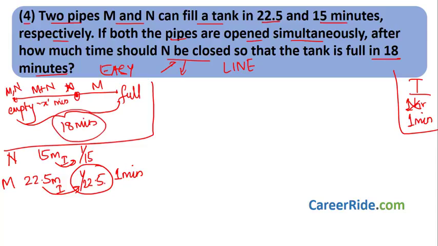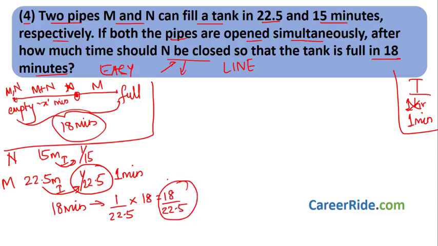So if in 1 minute work done by M is 1 upon 22.5, then in 18 minutes work done would be how much? Simply work done in 1 minute multiplied by total number of minutes, that is 18. So we'll get 18 upon 22.5. This is the amount of work done by M entirely from start to end. Since we are filling a tank, we cannot quantify it, so work done is generally taken as 1.